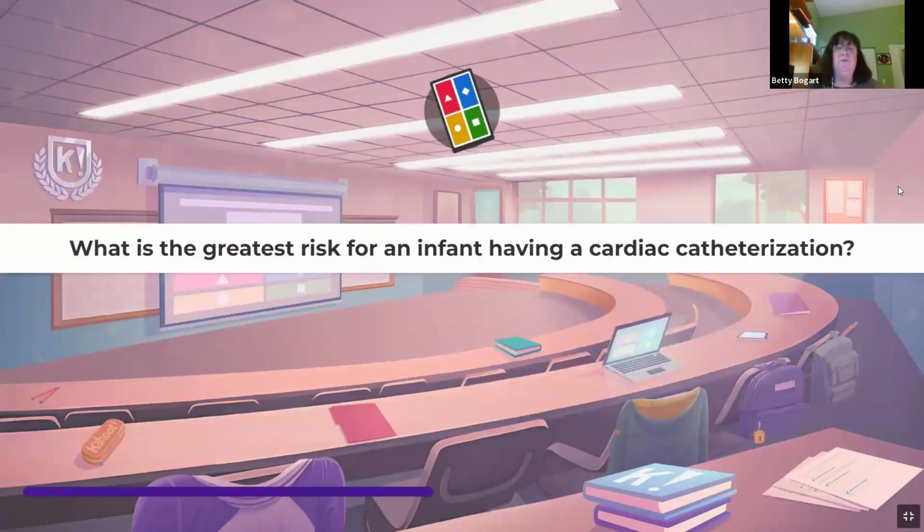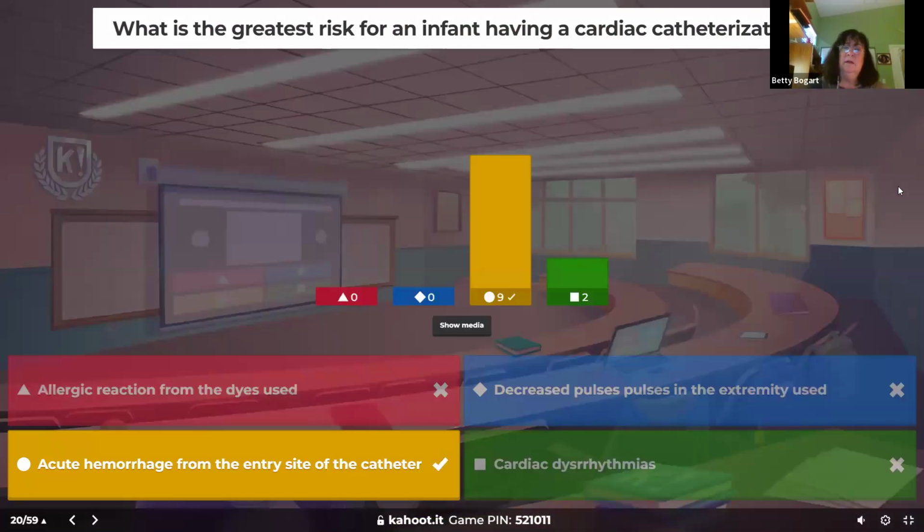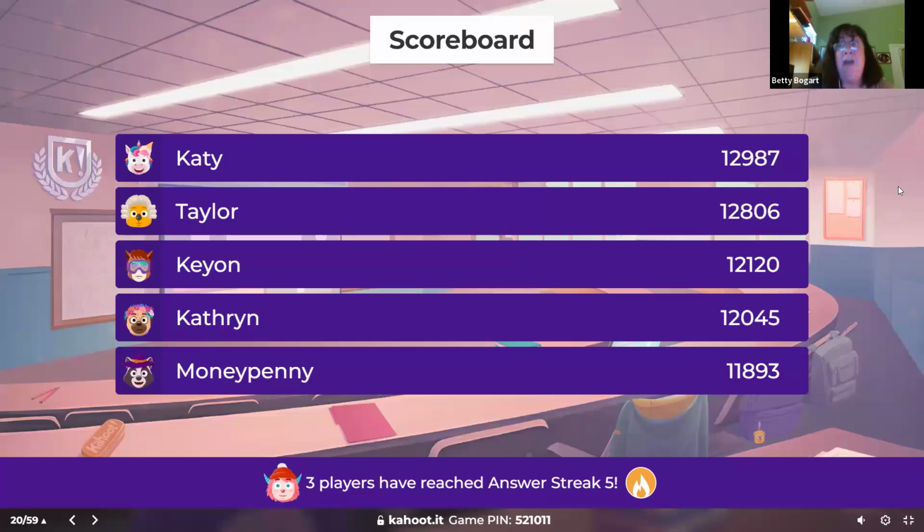What is the greatest risk for an infant having a cardiac catheterization? So you get a kid back from cardiac cath. What is going to be your priority? We're always worried about that hemorrhage, okay? Dysrhythmias, no. Allergic reactions, no. None of that stuff. It's all about making sure they're not going to bleed out, and they can bleed out very quickly.